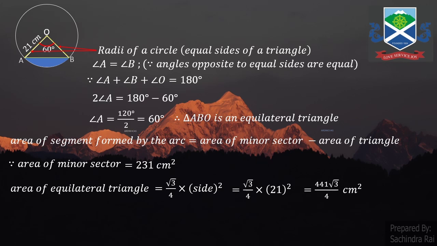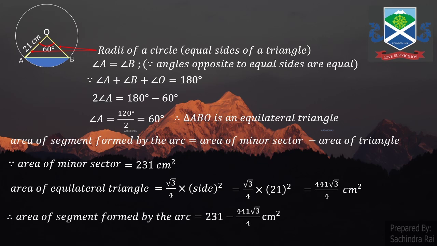So after putting the value of area of minor sector and area of triangle and subtracting, we get area of the segment formed by this arc ACB is equals to 231 minus 441 root 3 by 4 centimeter square. Since the value of root 3 is not given to us, we will not put the value and we'll leave the answer till here. So this is the answer for part 3 of this question.